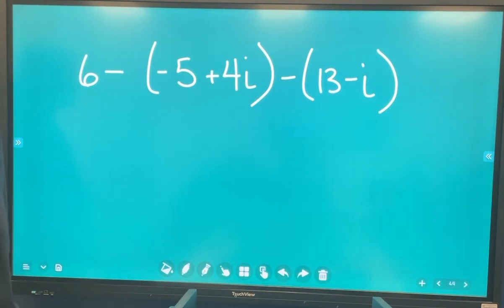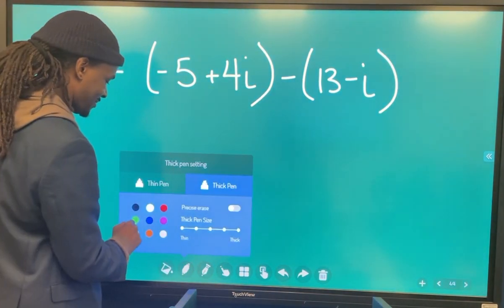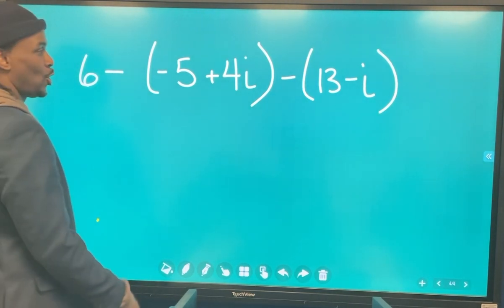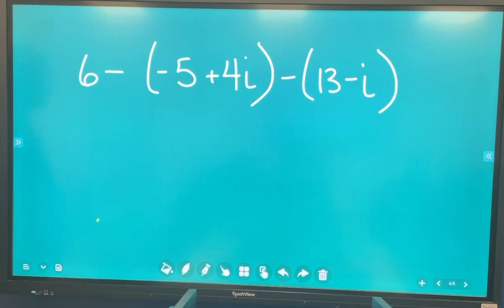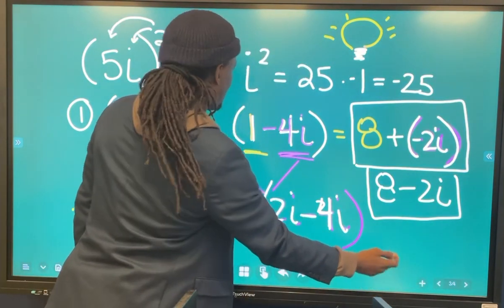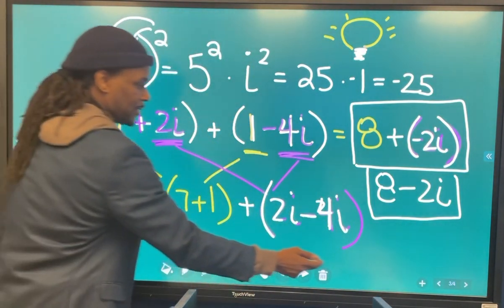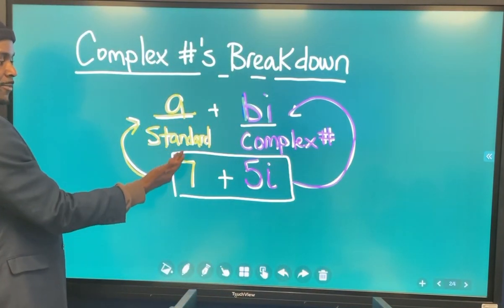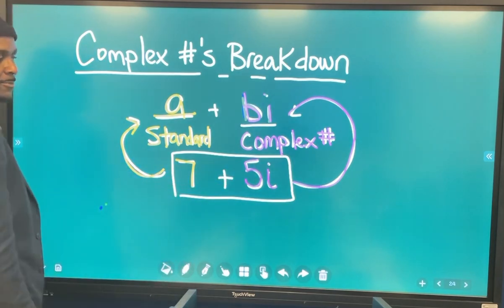Yeah, it's just combining. What we combining here? What two numbers am I combining? I think the first step would be distribution, right? No distribution. Remember what I just showed you. Yeah, that's what I'm saying, the 6 and the 5. Keep all of your numbers together. Keep the standard numbers together. Keep the complex numbers together.